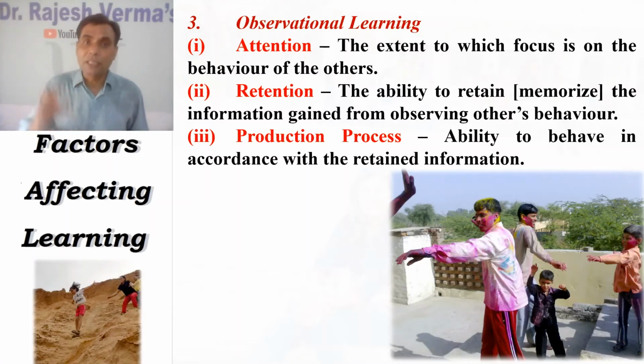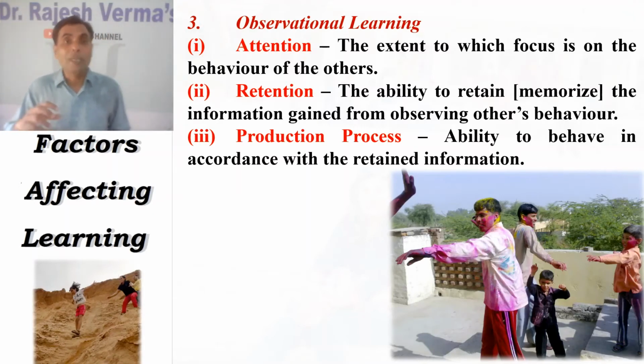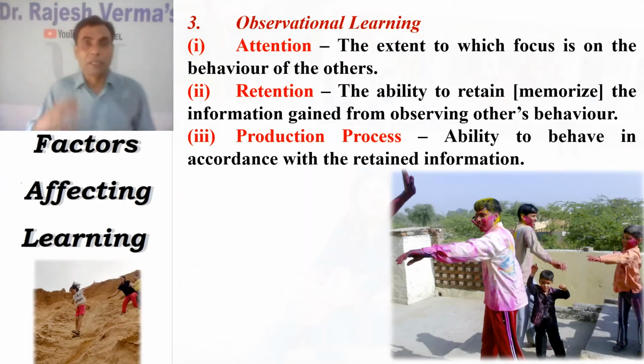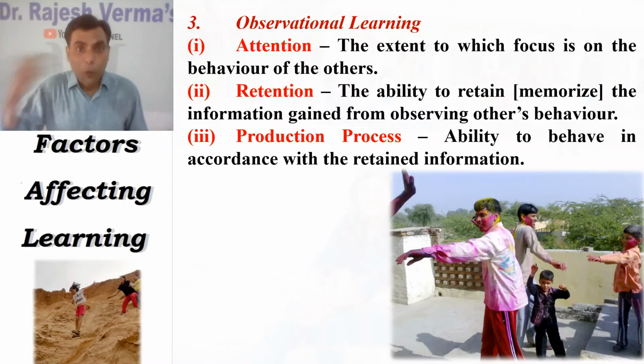The information, by virtue of attention, we retain some information by observing others, and by that observation, the information is retained in our long-term memory. According to that long-term memory, or that retained information, we try to produce it, we try to show it through our behavior. So that is known as the production process.